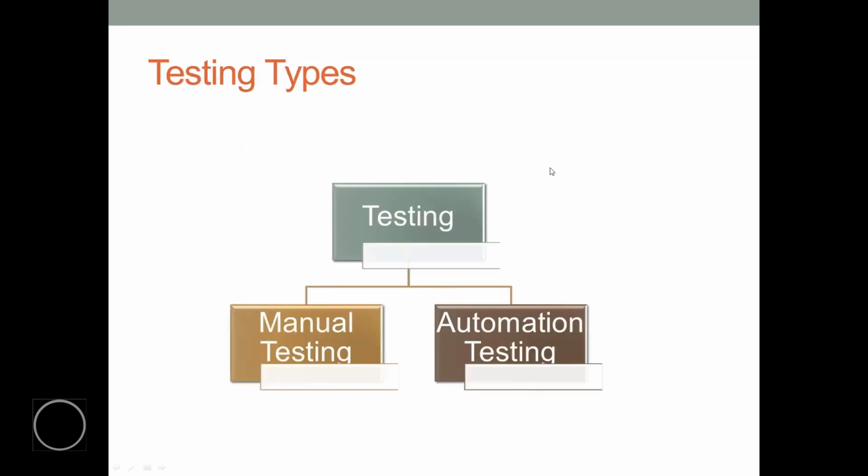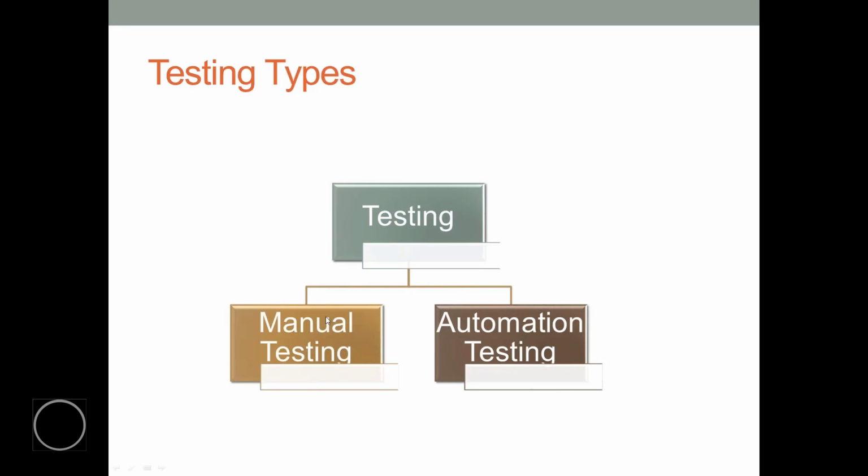So that is the definition: verifying whether the application works as expected or not. Then testing types. Broadly, testing can be categorized into two different types. One is manual testing and the other is automation testing. Of course, these are not the only two, but broadly we are categorizing it. If you search Google, you'll get more than 100 types of testing. But here we're just talking about it broadly.